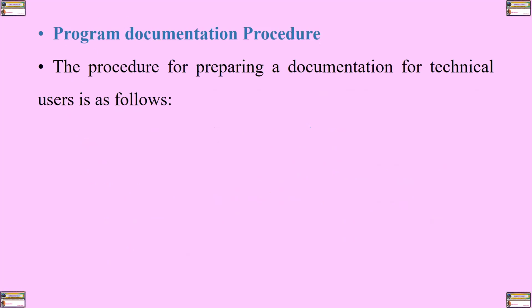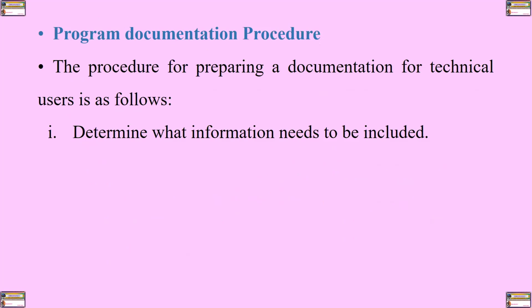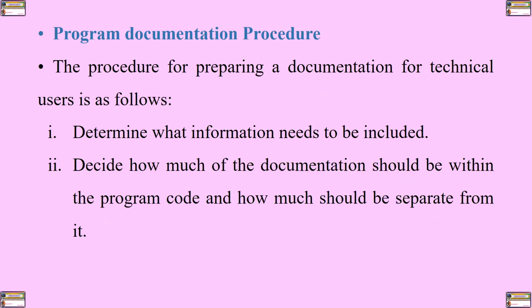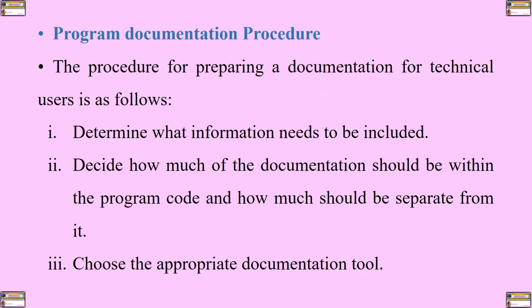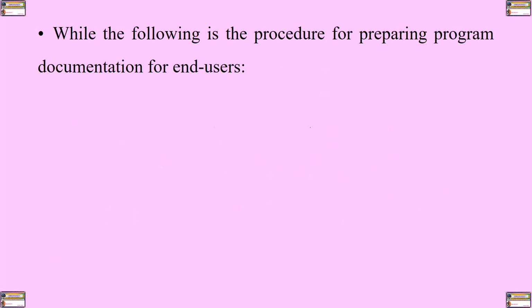So what is the procedure of preparing program documentation? The procedure for preparing a documentation for technical users is as follows. 1, determine what information is to be included. 2, decide how much of the documentation should be within the program code, how much should be separated from it. Number 3 is to choose the appropriate documentation tool.